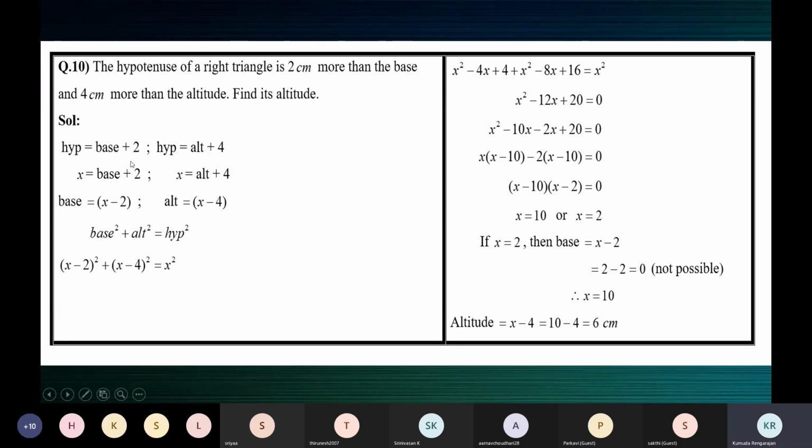So first read the question and write it like this. Hypotenuse is equal to base plus 2. Hypotenuse is equal to altitude plus 4. Now, I normally use x for whatever is common. If hypotenuse we have, I say x. I told you can use x for anything. So x is equal to base plus 2 and x is equal to altitude plus 4. So from this we have base is equal to x minus 2 and altitude is equal to x minus 4 on transposing. So now we have everything in terms of x. Hypotenuse is x, base is x minus 2, altitude is x minus 4.